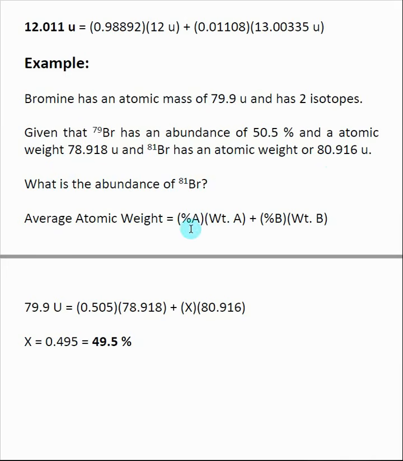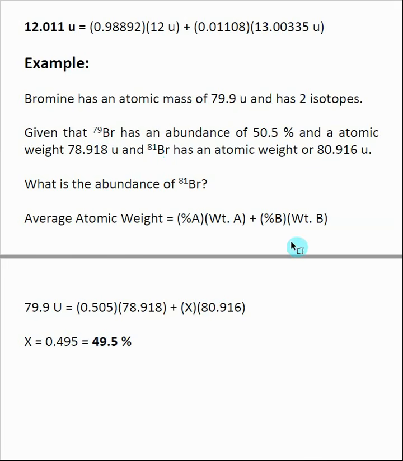And then what I like to do is look for the variables. So here we're looking for the percent abundance of one of the isotopes. So I give you the percent abundance and the weight of one of the isotopes, bromine 79. I give you the atomic mass of bromine 81, and we want to find the percent. So we put that as an X value, and we go ahead and solve for it. So remember, you get the number 0.495. So if you want to put it in a percent value, you write it out as 49.5.